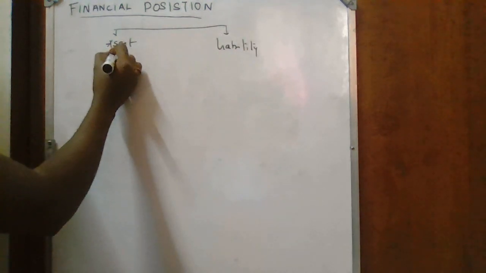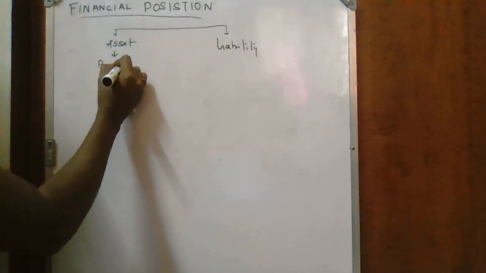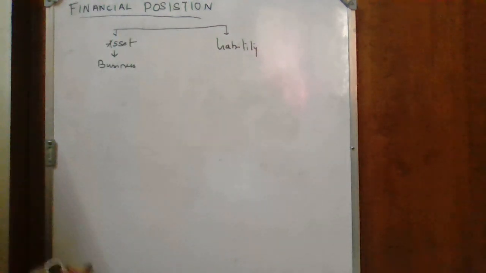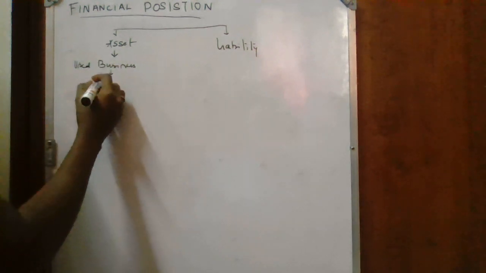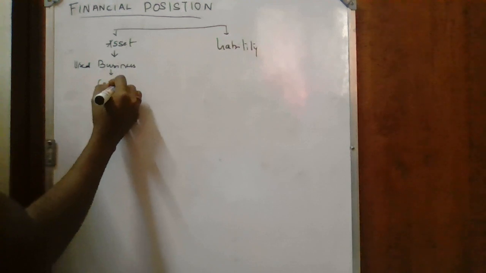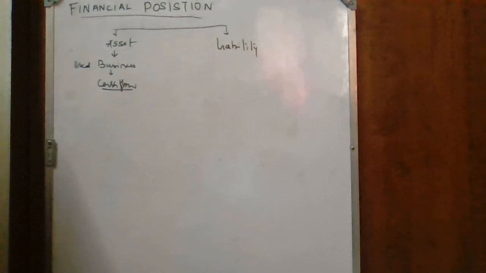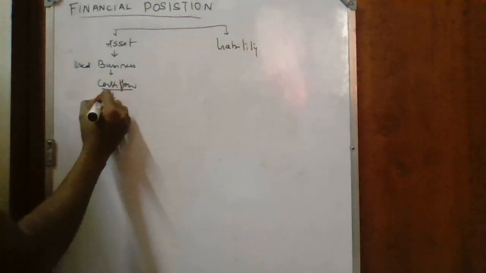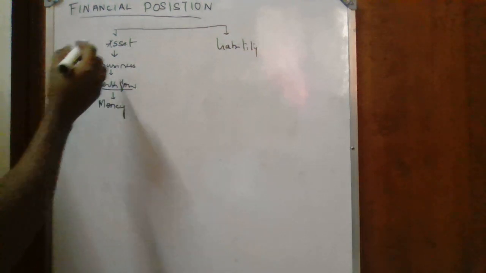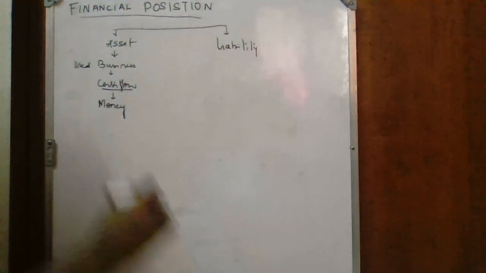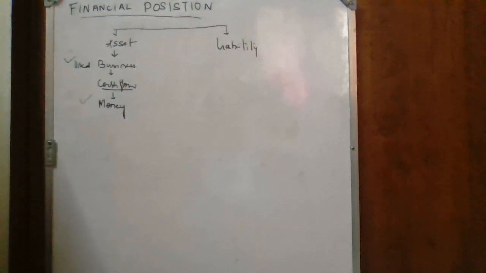First of all, assets are those which will be used in the business for further production purpose or making it sale, and which will generate cash flow. Once you produce goods, you tend to sell them, so there will be generation of cash flow. All this will be measured in terms of money. This is an asset. An asset is nothing but something which is used in the business to generate cash and it is measured in terms of money.